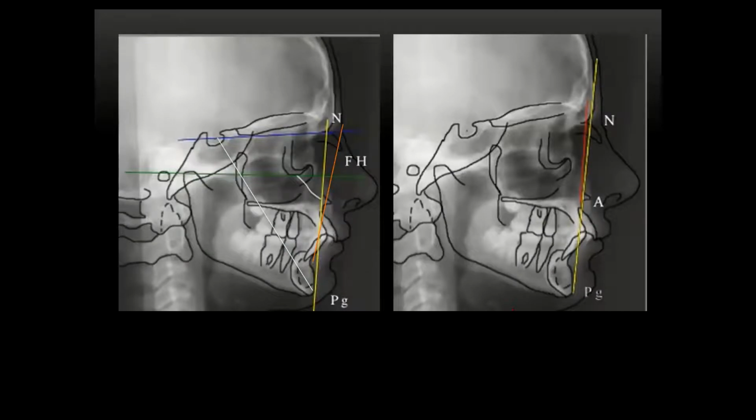Now next we are going to discuss Down's analysis. What points he considered in Down's analysis, what are the degrees to it, and what happens if there are changes in the face of whatever he says. So the first angle in Down's analysis is facial angle.